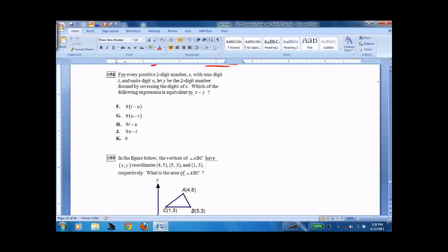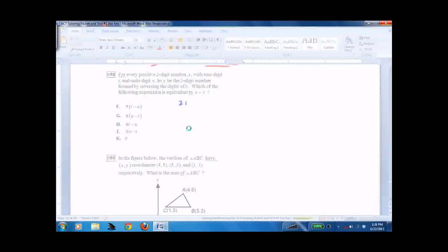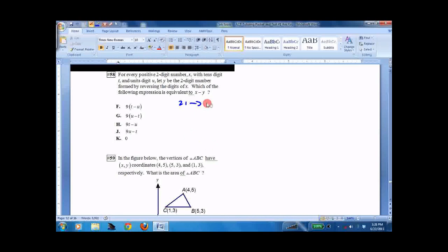For every positive two-digit number x, tens digit t and units digit u, so like 21 would be tu, where t would be 2 and u would be 1. Let y be the two-digit number formed by reversing the digits of x. Which of the following is equivalent to this expression? So the first number is tu, but that doesn't mean anything. It means 10 times t, because it's in the tens digit. So this number is 10t plus 1 times u, also known as just u.